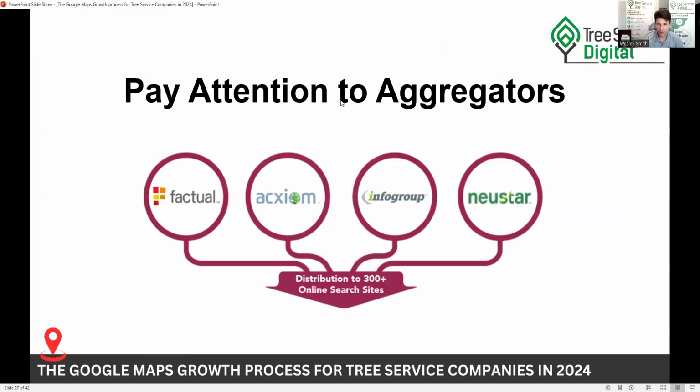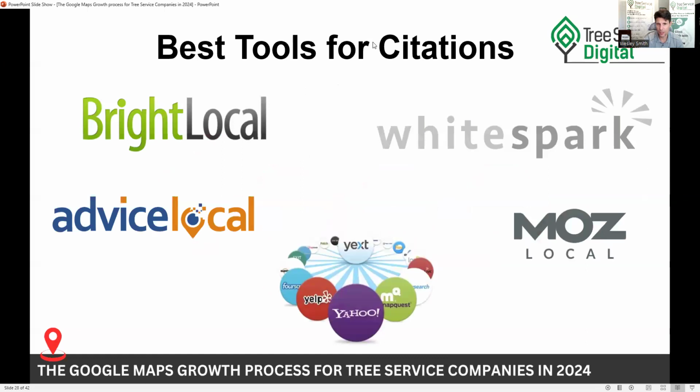To get into all those directories, there are several data aggregators that will basically take your listing and push it out to lots and lots of these online directories, which really helps you get further faster. So pay attention to those. There are a couple of them you can just subscribe to: BrightLocal, Whitespark, Moz Local, Advice Local. There's Yext as well, which is about the most expensive one, but they have a relationship and a direct sync up with tons of these online listing platforms. So any of these will really help your business get listed everywhere.